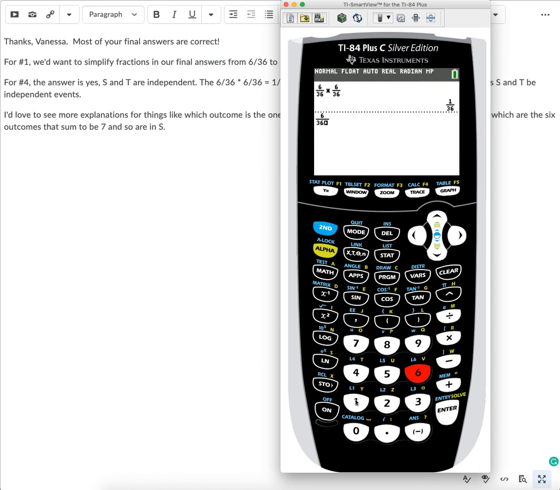It's saying if you want to get out of here, do the right arrow, and that's what we'll do. And then we want to multiply, so we press the multiplication key right here, and then we want to do another fraction, so again that's alpha y equals, and then we hit option 1, and then 6 for our numerator, and 36 for our denominator, and then arrow over, and then enter, and it does all the work for us. It even puts it in simplified fraction form for us.